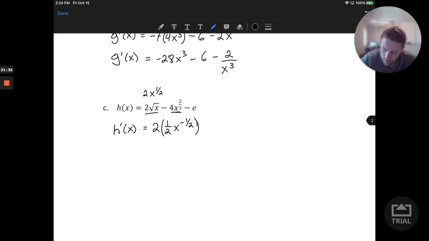The second term, we have negative 4 is the constant multiple. We'll keep that. We'll bring down the power 2/3 and raise x to the 2/3 minus 1. That's negative 1/3.